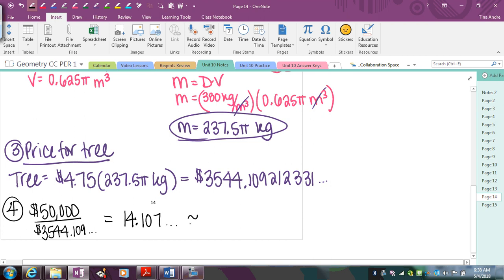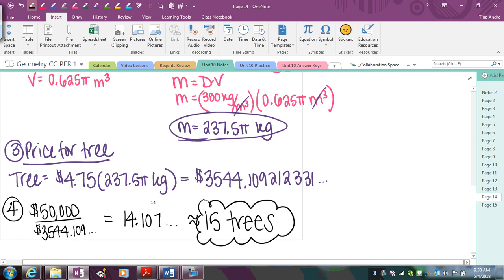So I'm going to keep this as an equal sign. And then that would mean that if we sold 14 trees, you're not going to get that 50,000. You have to sell 14.1 trees to get 50,000. So that really means you need 15 trees to be able to get at least 50,000. What's going to happen is you'll get a little bit more than 50,000. So you would need approximately 15 trees to meet that goal.